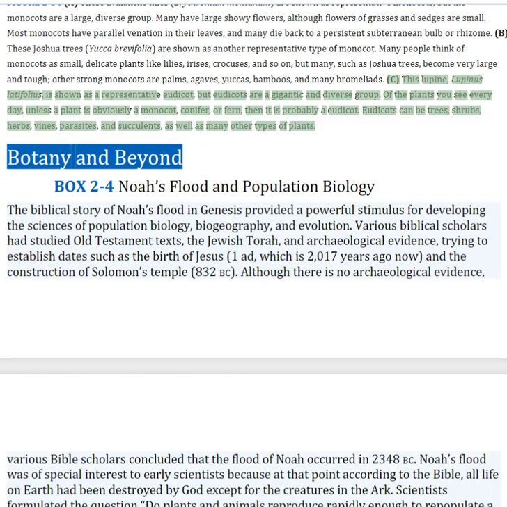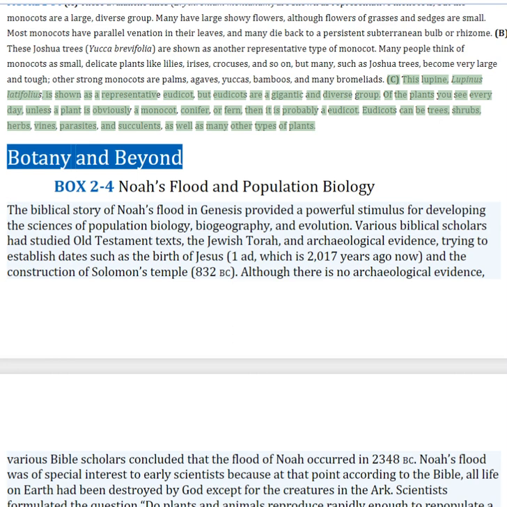This lupin, Lupinus latifolius, is shown as a representative eudicot, but eudicots are a gigantic and diverse group. Of the plants you see every day, unless a plant is obviously a monocot, conifer, or fern, then it is probably a eudicot.